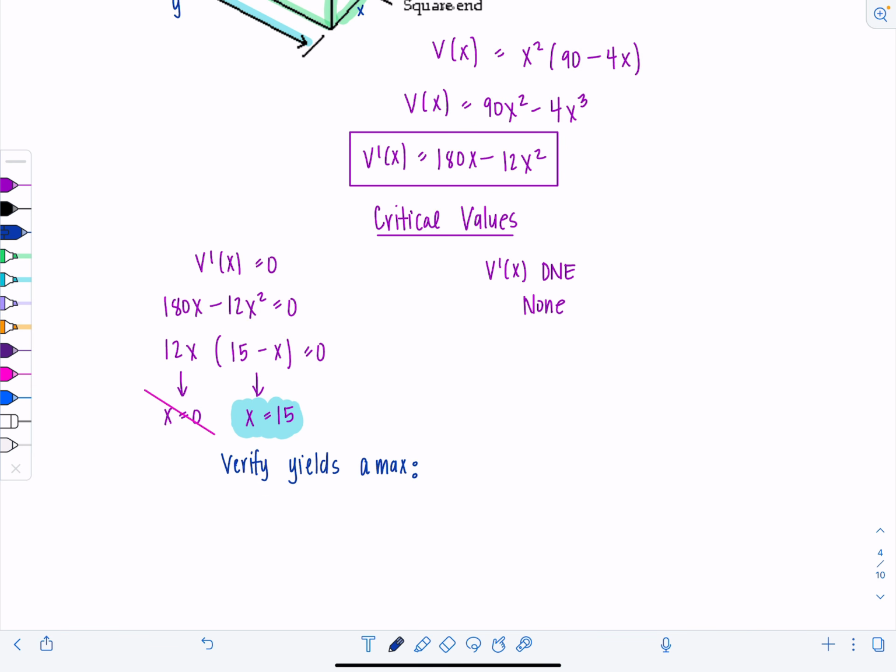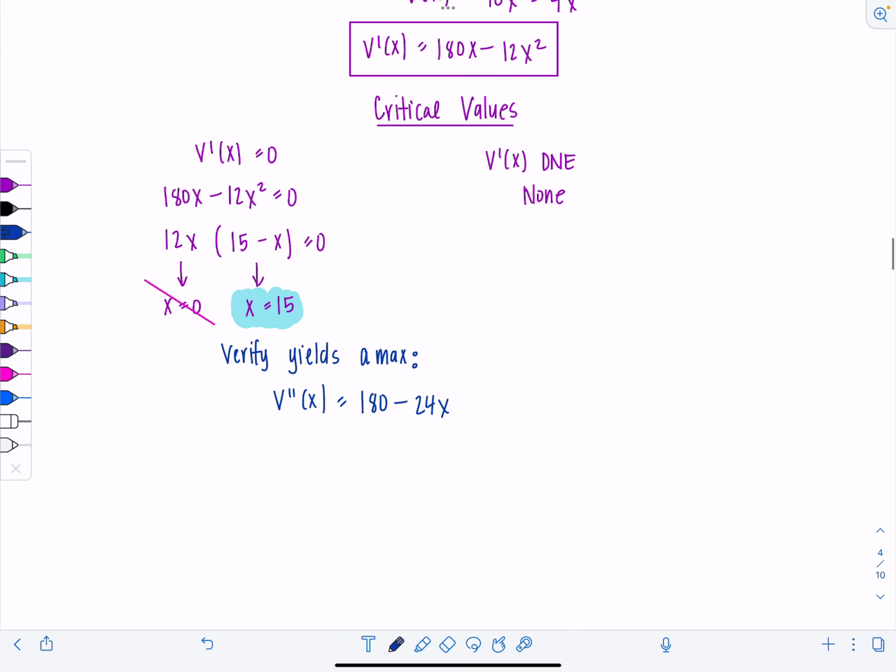So take another derivative. Here's v prime. We need v double prime. So v double prime of x is 180 minus 24x. What do I do now? Plug in the critical value. So v double prime of 15 is 180 minus 24 times 15. So that's 180 minus 360, which is negative.